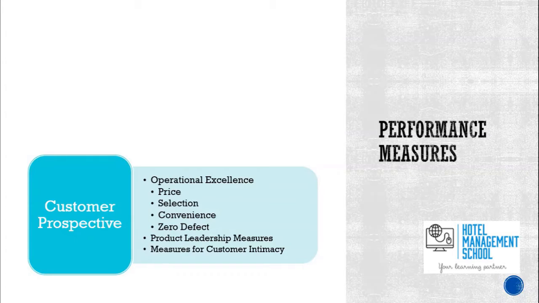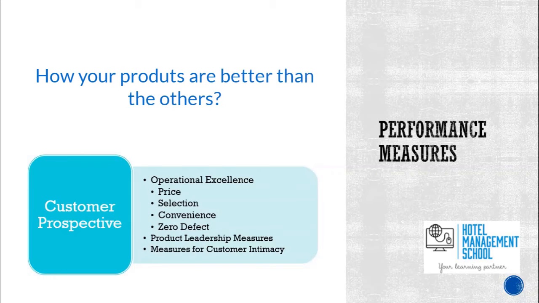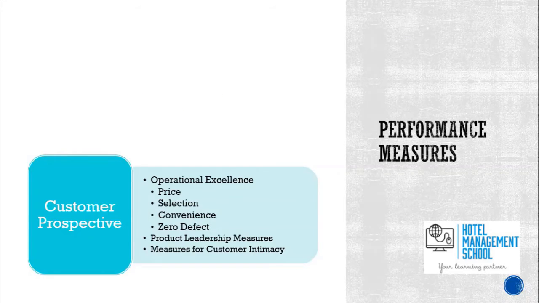Correct. And then you have a product leadership measure. So how many products are you launching this year? How fast are you launching the product? Because for product leadership, it also means how your products are better than the others. So how are you going to measure that? By number of sales probably, or maybe number of sales in the first week. If your product is not sold in the first week, then it means you are not able to entice the customer to buy it at first launch.